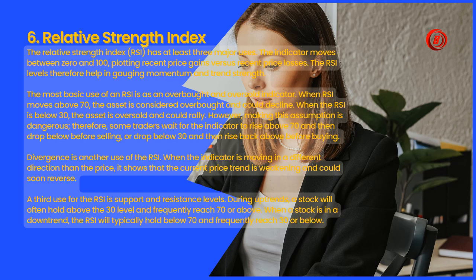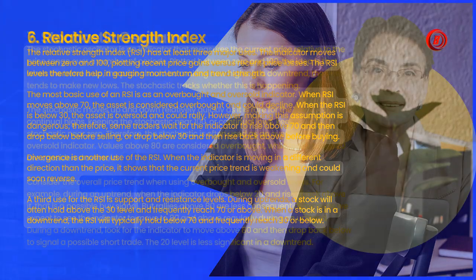A third use for the RSI is support and resistance levels. During uptrends, a stock will often hold above the 30 level and frequently reach 70 or above. When a stock is in a downtrend, the RSI will typically hold below 70 and frequently reach 30 or below.